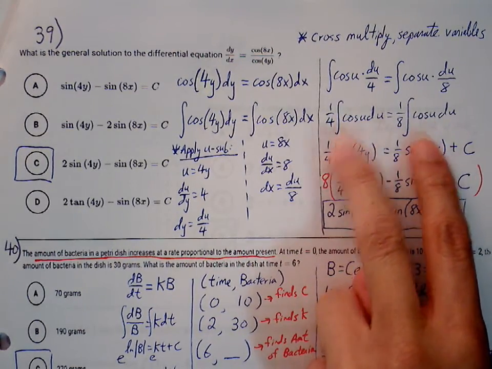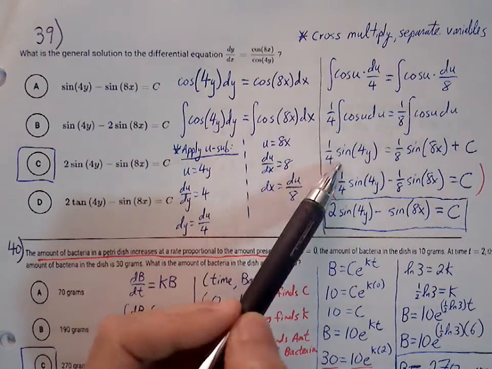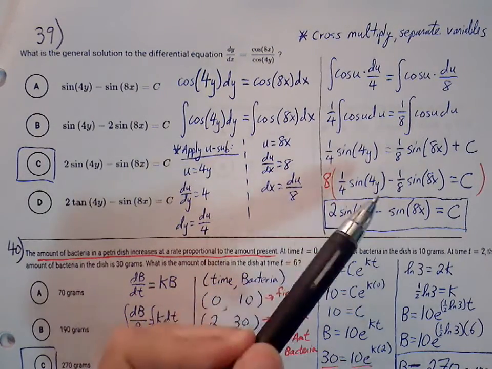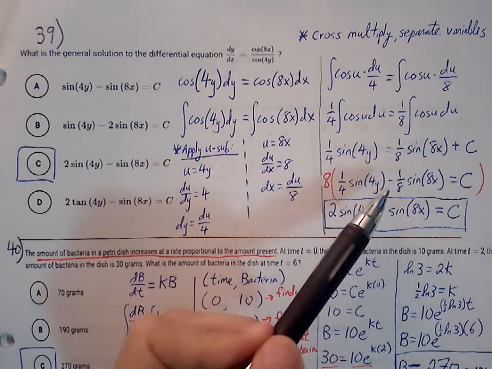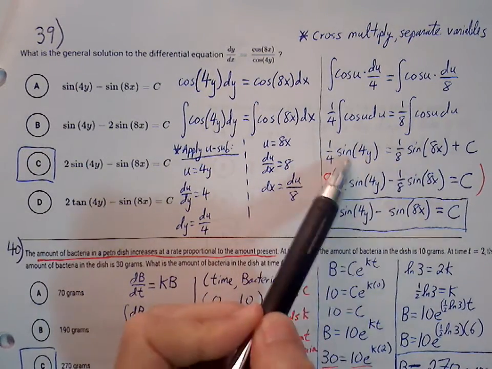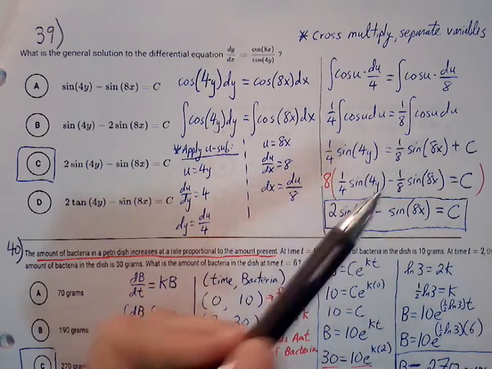We take the antiderivative of both sides. Cosine becomes sine on this side. Cosine becomes sine on this side as well. This u value is 4y. This u value is 8x. And then we're down to these terms with a plus C, of course.